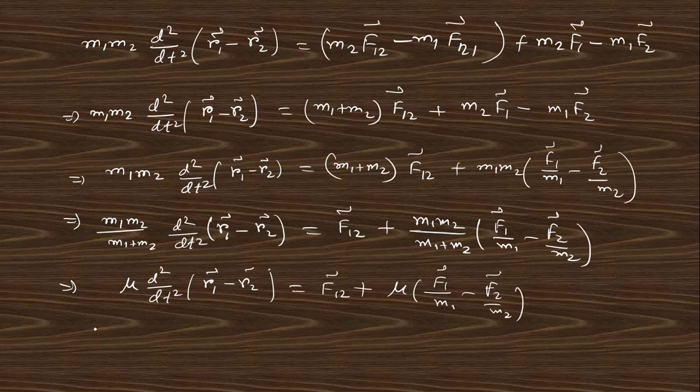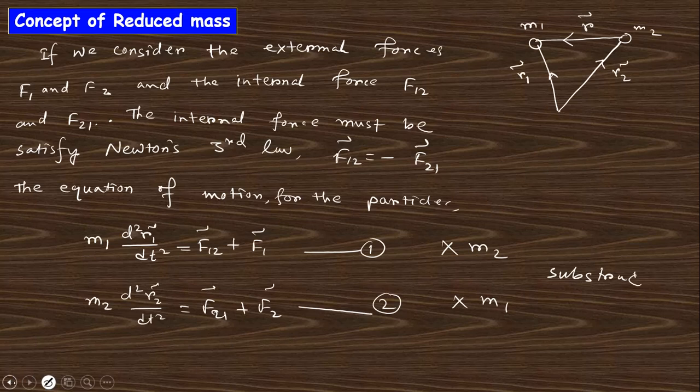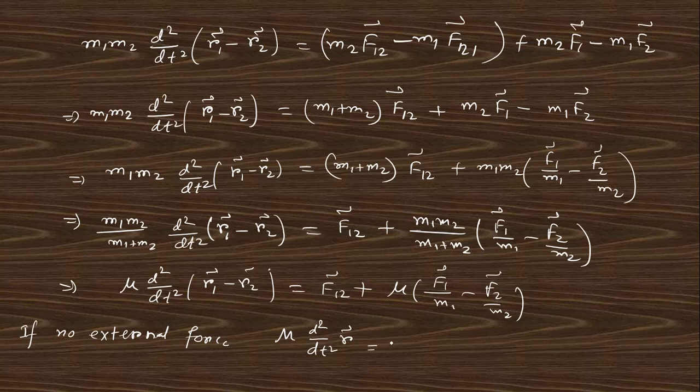Now if there is no external force, then what happens? These two terms are equal to 0, so you can write mu d2 by dt square of r, where r1 minus r2 is taken as the r vector, equals F12, since these two are equal to 0. So the equation can be represented as a single-body equation, that is, the equation of a single body.